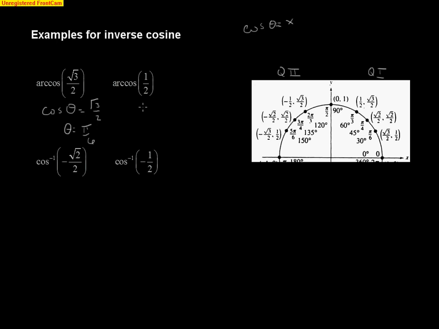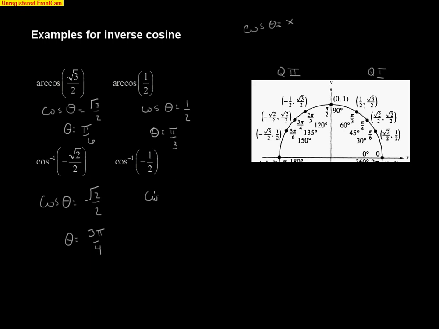Arc cosine of 1/2, that's the cosine of what angle equals a half. So I look for an x value of 1/2, and I get pi over 3. So theta is equal to pi over 3. Cosine inverse of negative radical 2 over 2. And again, remember, arc cosine, cosine inverse, those are the same thing. So I got cosine of what angle is negative radical 2 over 2. So I got to find an x value of negative radical 2 over 2. And I'm right here at 3 pi over 4.